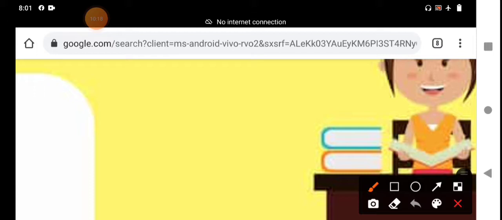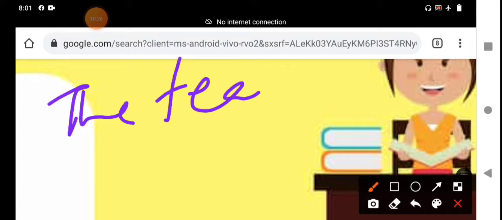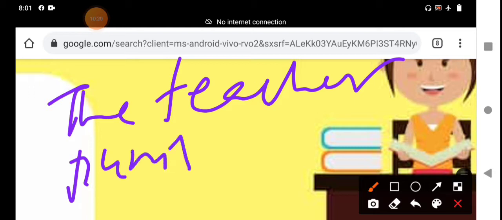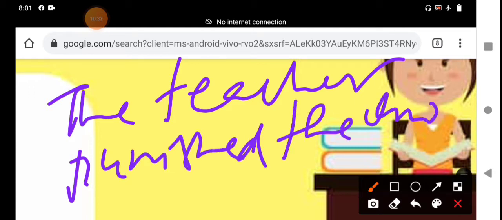Number two, object of the verb. Object of the verb means, for example, the teacher punished the children. Punished the students. Children, the students, come after the verb. It is the object of the verb punished. Whom did the teacher punish? The children.